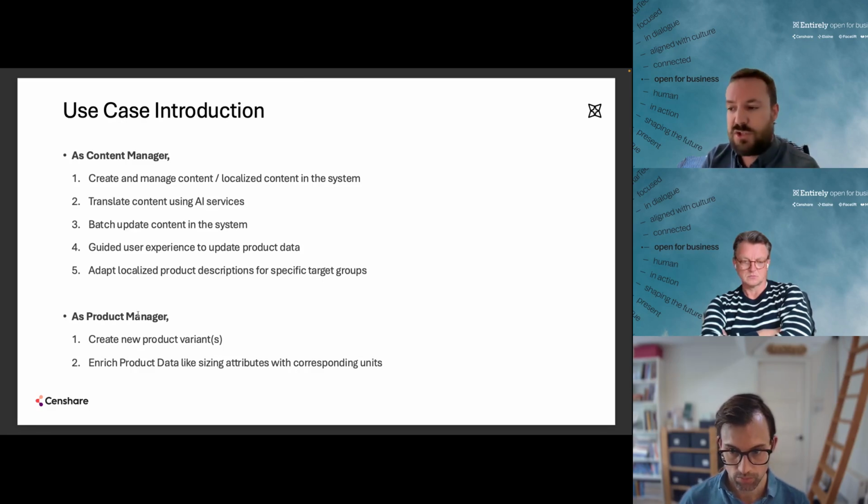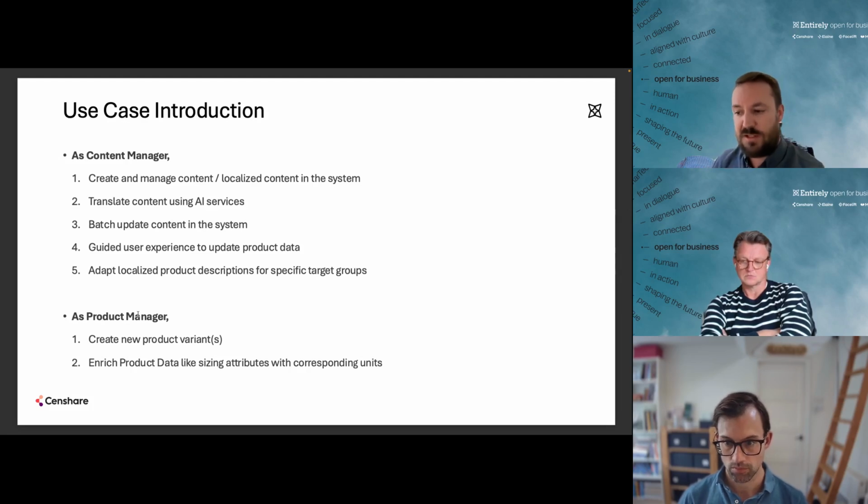We'll, of course, as we mentioned, adapt and localize product descriptions for some specific target groups, as we have seen before. As product manager, we'll create new product variants, and there will be some enrichment regarding some attributes, like size attributes in the system, just to illustrate one scenario there.